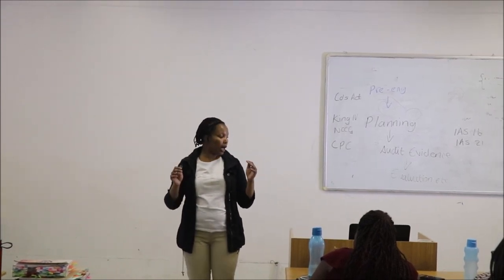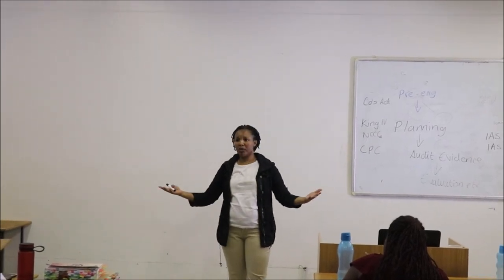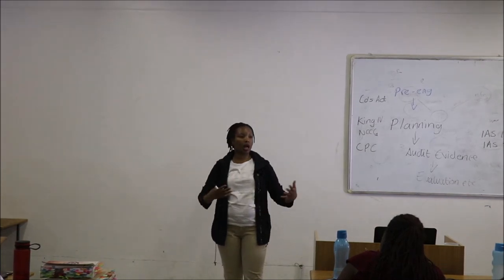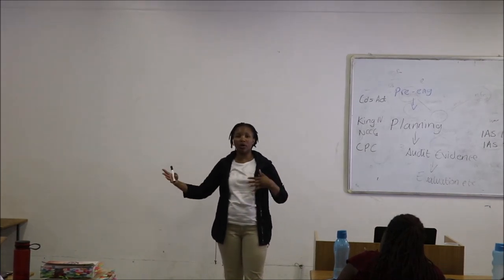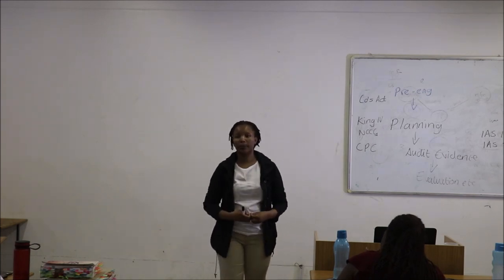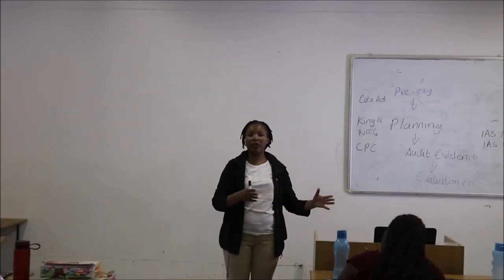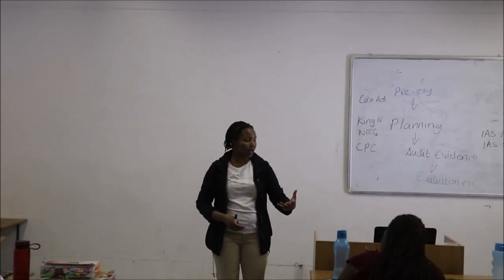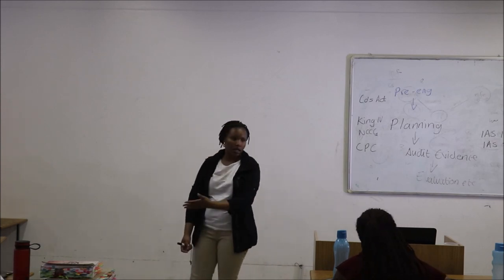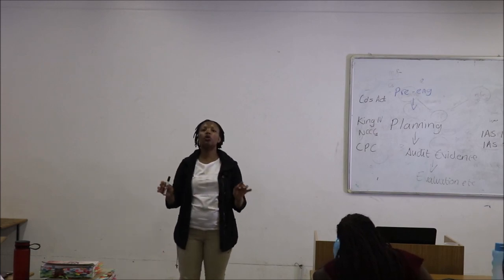If you then don't, maybe let's say you cast and you cross cast, those are some of the things that you need to do. Obtain a schedule of this, so the calculation of this, cast and cross cast to confirm what? Mathematical accuracy. Those are some of your general procedures. You go from the schedule, whatever it is that you're working from, you agree that to the GL, to the trial balance, to the AFS.